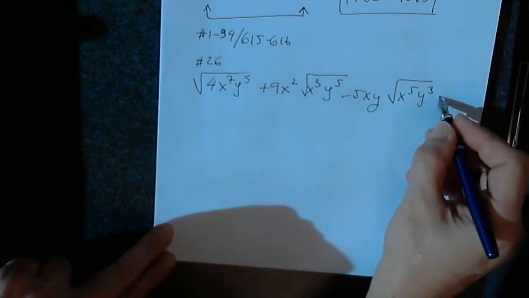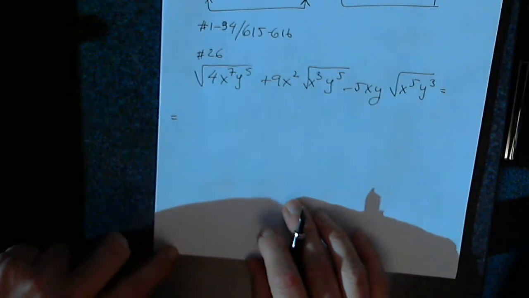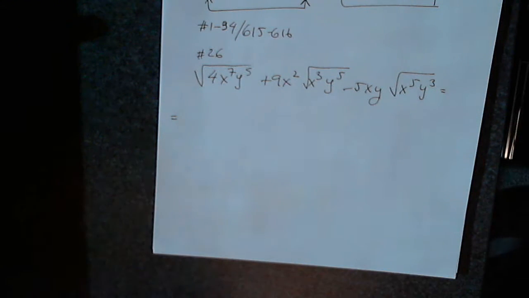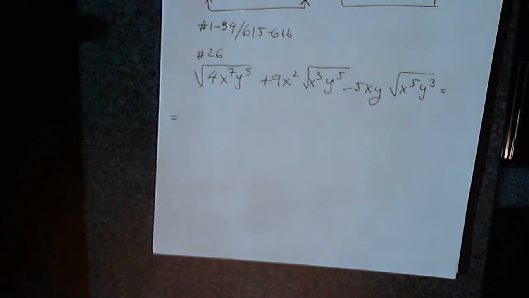Are we working on this? Nothing is friendly here. Nothing. Because nothing is divisible by 2. 7, 5, 3, 5, 5, 3.